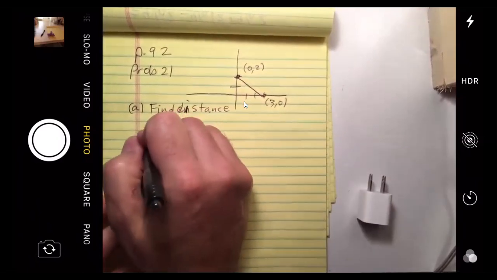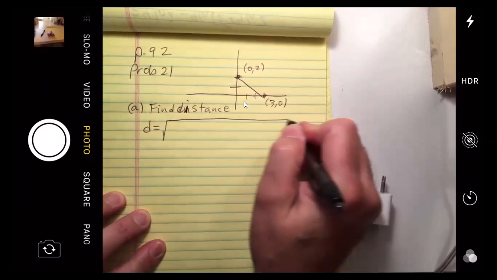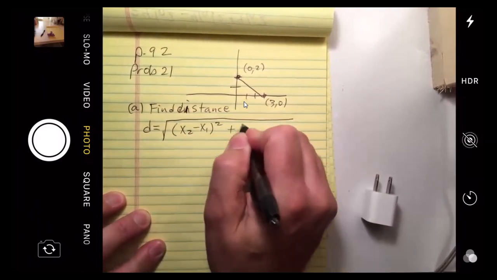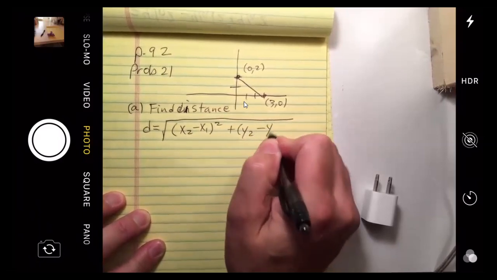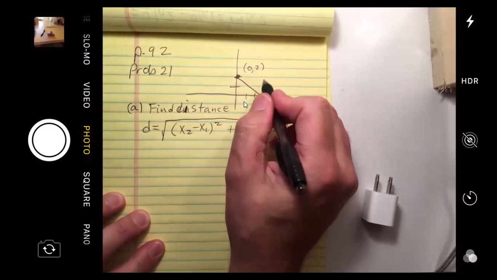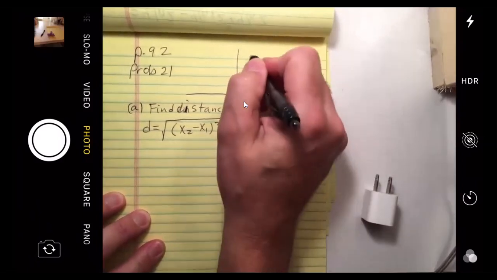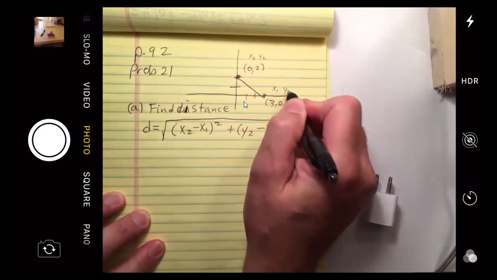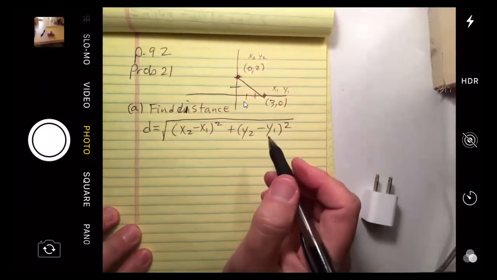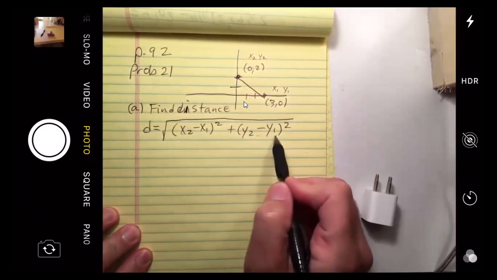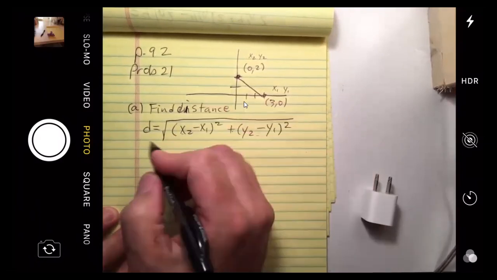The distance formula is a big square root of x2 minus x1 squared plus y2 minus y1 squared. Does not matter which one's x2, y2 or x1, y1. I guess I can do y2 and this one x1, y1. It doesn't matter. You can switch it. Very forgiving. It just means you subtract your x's and square, subtract your y's and square, add, take a big square root.